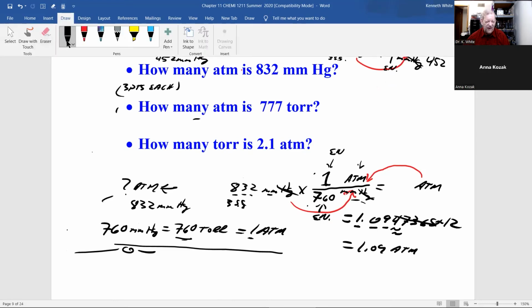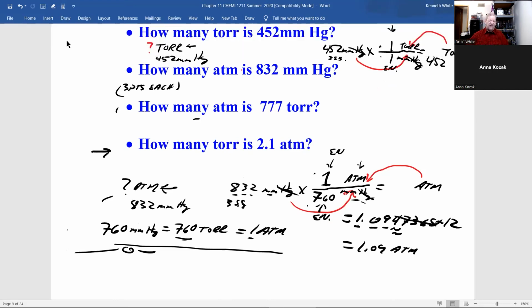And why don't you try this one all by yourself? How many torr is 2.1 atmospheres? Set it up. Use your good buddy, your good friend, unit analysis, but I will give you one hint. Take a look at that.